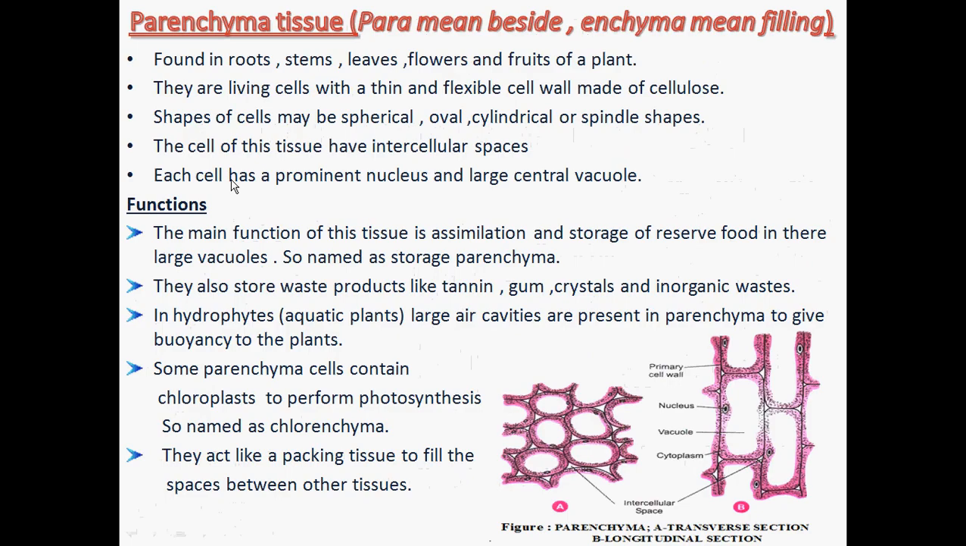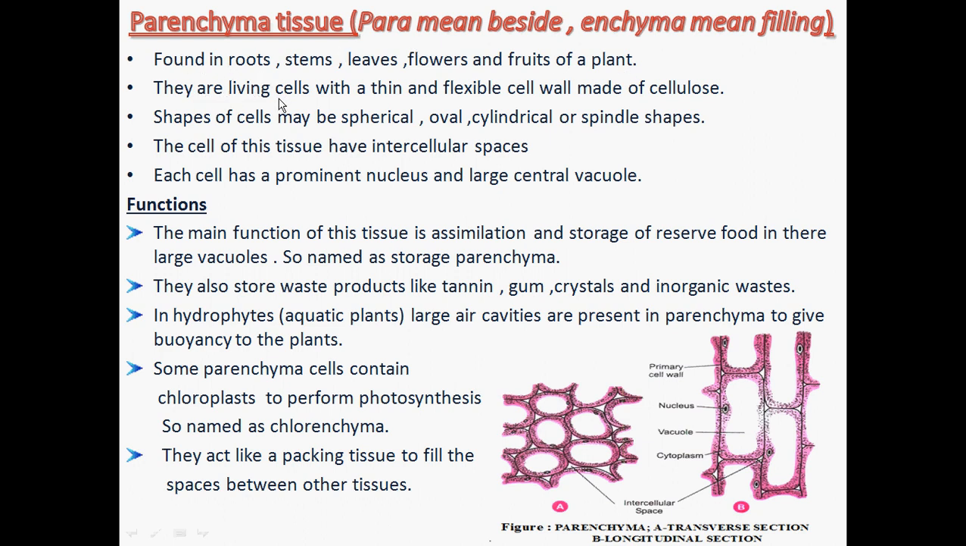First of all, we are going to study the parenchyma tissue. Students, the term para means beside and enchyma means filling. From these two terms we can understand that it is a filling tissue or a packing tissue. That means it packs the spaces between the other underlying tissues. Parenchyma tissues are mostly found in roots, stems, leaves, flowers and fruits of a plant. Almost all the parts of the plant contain the parenchyma tissue.